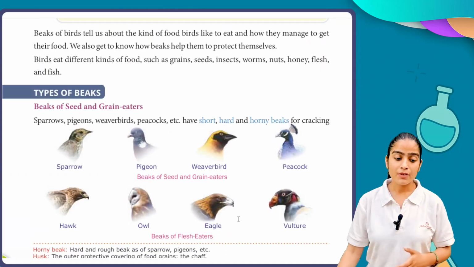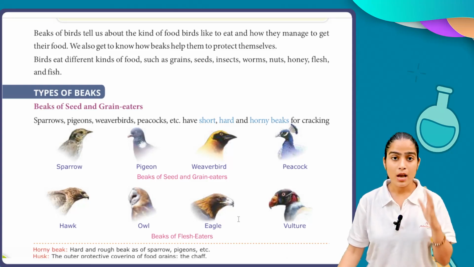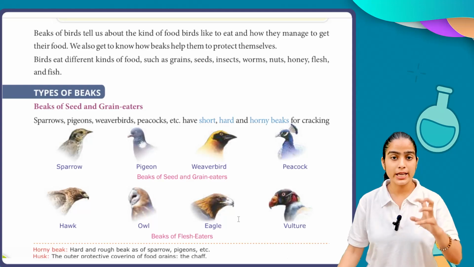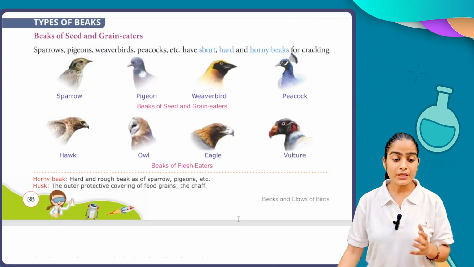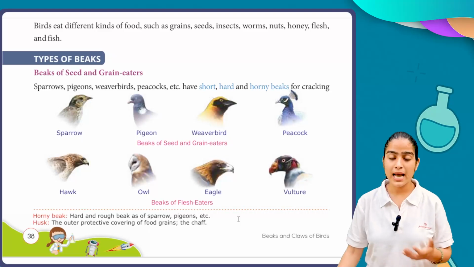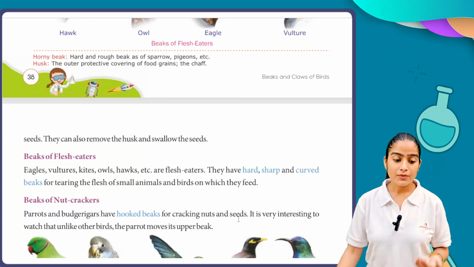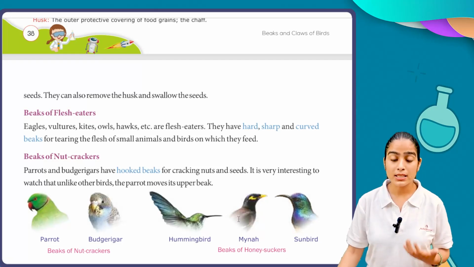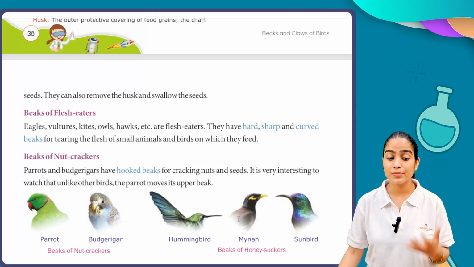So here we have a brief categorization of beaks. First, the beaks of seed and grain eaters. Those birds who eat seeds and grains generally have short, hard, and hollow beaks, because it helps them to pick up their grains. Examples are sparrows, pigeons, weaver birds, and peacocks. They can also remove the husk and swallow the seed. This much specialization they have in their beaks.